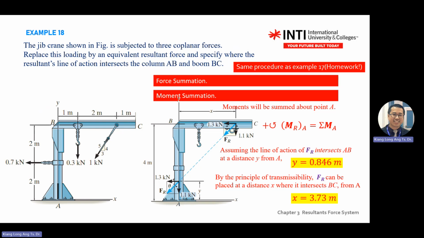This one is 1 kilonewton bracket 3/5. So this one is here. This one is this one. Multiply 4. This one, here. Okay. Any question?